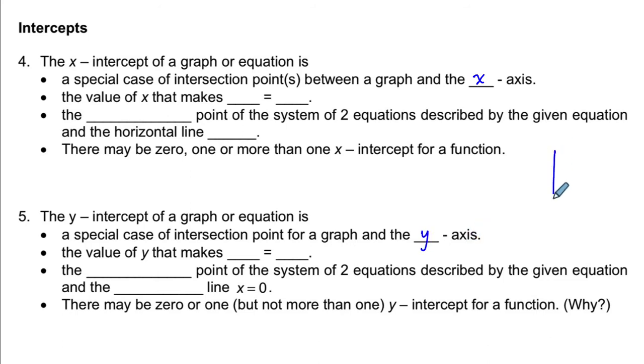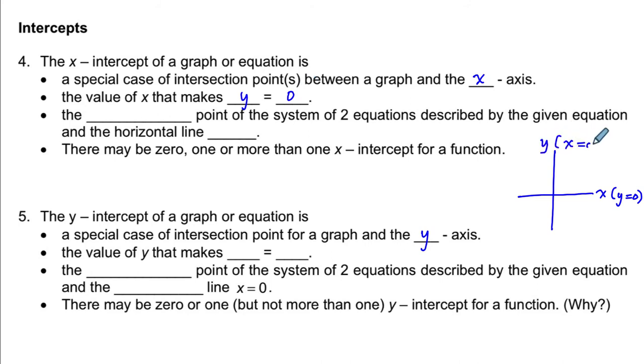When we look at the x-axis, we know that it's a horizontal line where all of the heights are 0. So the equation of the x-axis is y equal to 0. And therefore, an x-intercept is the value of x that makes y equal to 0.